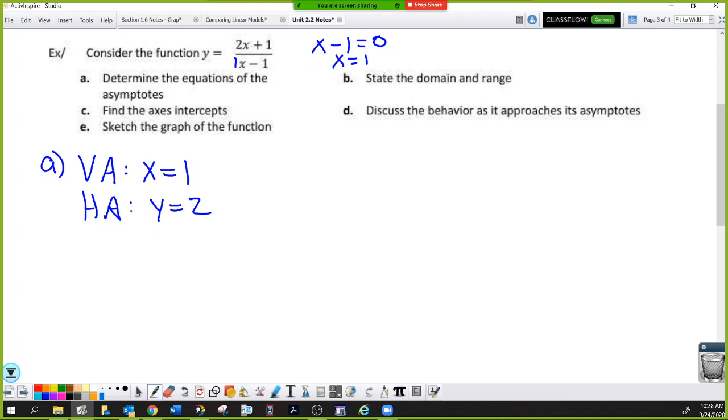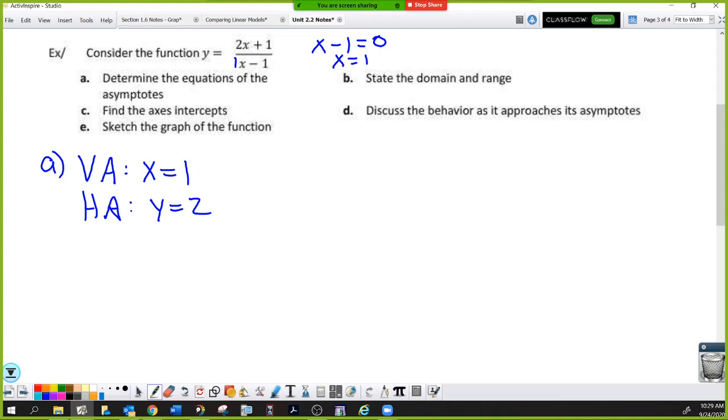Why can y never equal 2? No, it's not that y can't equal 2, because graphs actually cross their horizontal asymptotes often. Students have this idea that an asymptote is a line they can never touch. Well, that's not always true. You can never touch a vertical asymptote, but you can touch a horizontal asymptote because there's no such thing as a horizontal asymptote. Instead, what it is, what we call in pre-calculus, is an end behavior model.